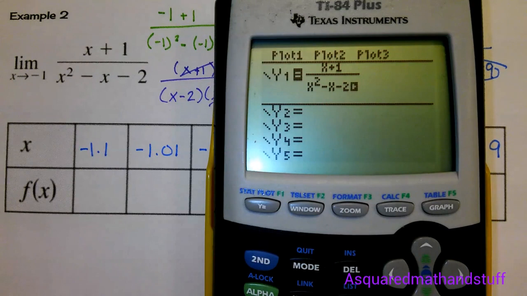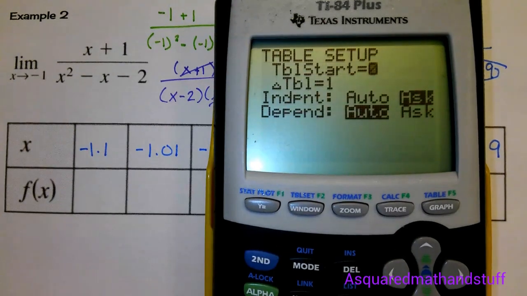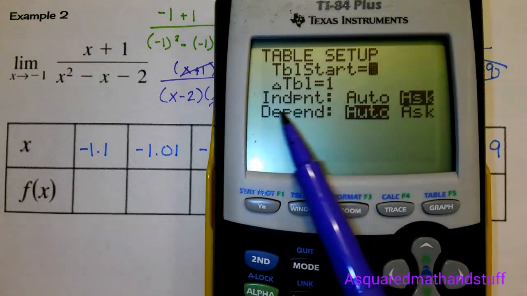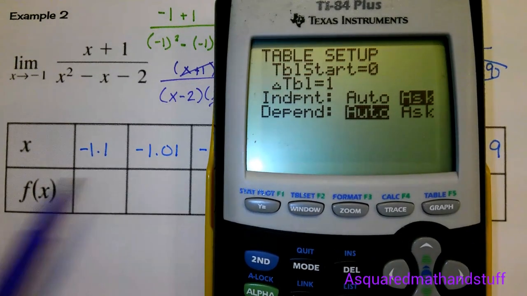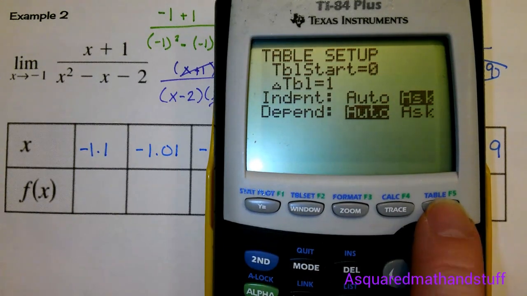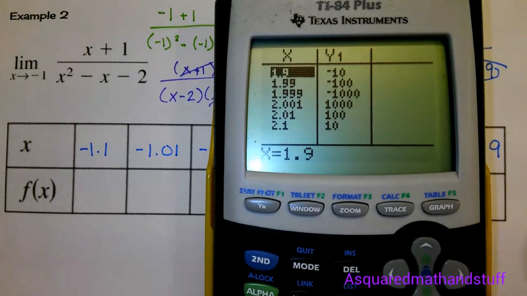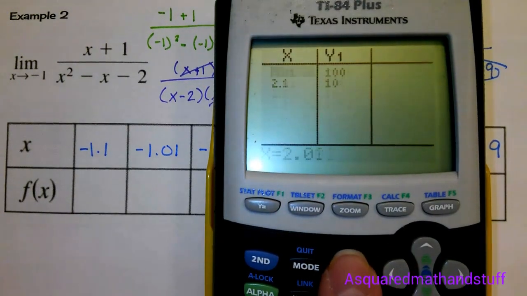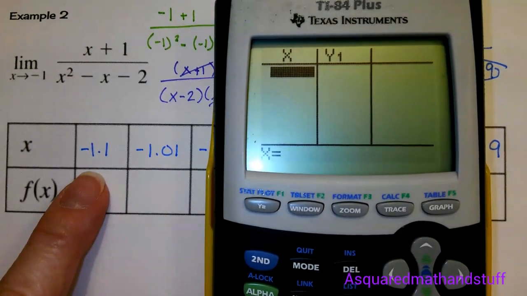And now, again, if you don't have your table set to ask, do second window and make sure your independent variable, your x variable, is set to ask so that we can tell it exactly what numbers we want to look at. Now go into table, so second, graph. If you have numbers in here, highlight your top number and keep hitting delete to clear this all out. Now I'm just going to start plugging in these x values.